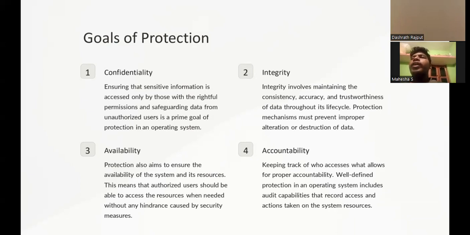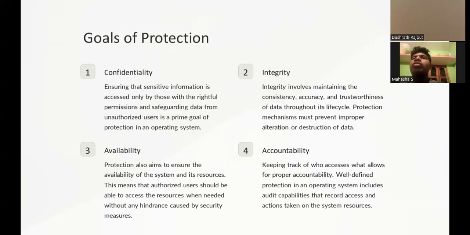Next, integrity. Integrity involves maintaining the consistency, accuracy, and trustworthiness of data throughout its life cycle. Protection mechanisms must prevent improper alteration or destruction of data.